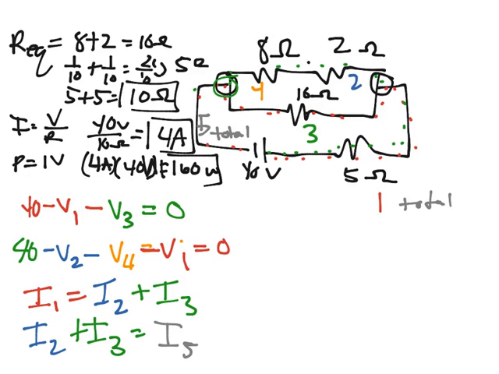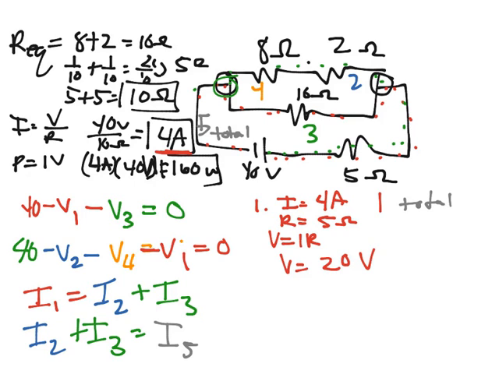So if I'm going to go back and label each area, for 1, my total current is the total current. We already found it, 4 amps. Then I know that my resistance there is 5. We already know. If I know V equals I times R, I can easily find my voltage by multiplying them together. So that takes 20 volts.